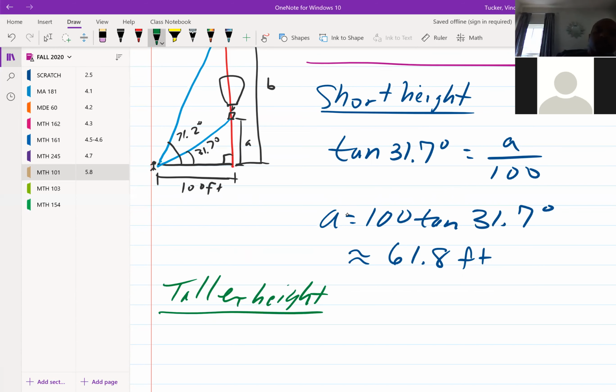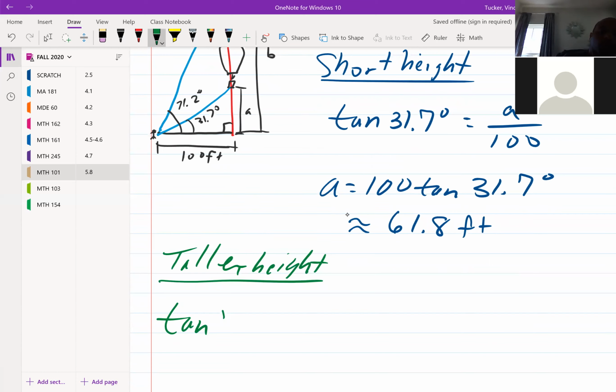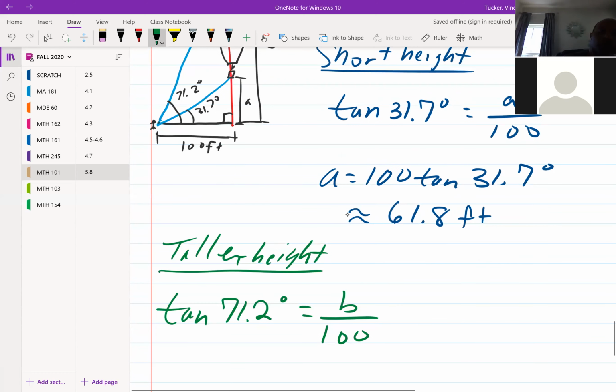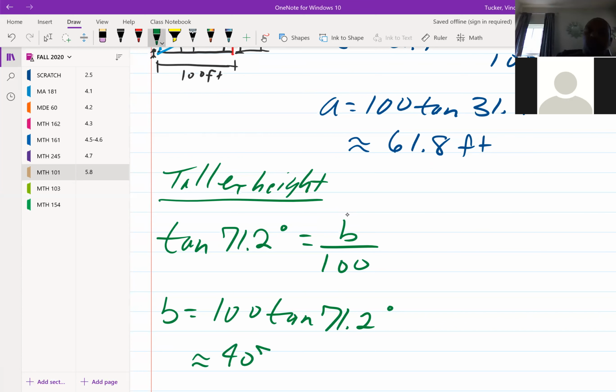So a taller height, same relationship. We'll do tan of 76.2 degrees though. B is still over 100. So that'll be 100 times tan 76.2 degrees. We multiply each side by 100. And that'll be approximately 407.1.